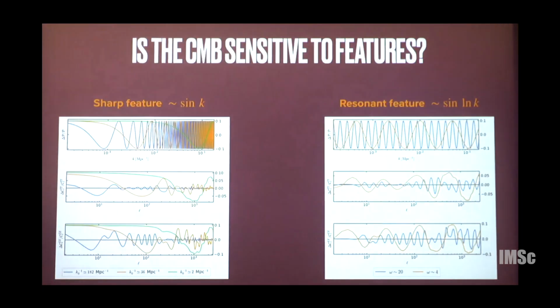You said a couple of slides back that the simpler sine feature is not testable. Did I say so? Yeah, in the slide. Can you go a couple of slides back?